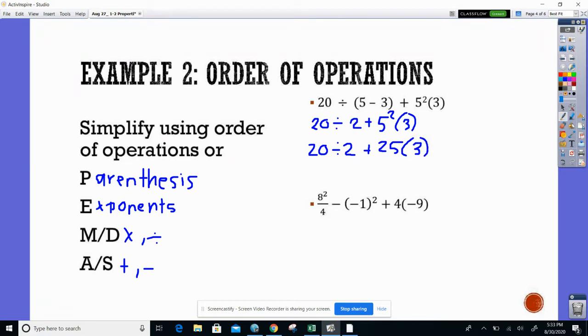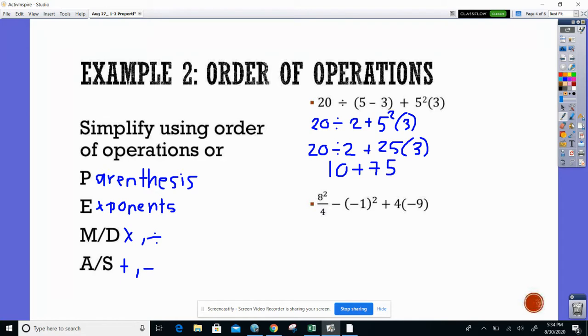Now we're going to move on to multiplication and division. And remember, when we do multiplication and division, we're going left to right. Not necessarily multiplication and then division, but left to right. So if you look at our problem, the first thing we have is 20 divided by 2. 20 divided by 2 is 10. So we have 10 plus, and then we have 25 times 3. 25 times 3 is going to give us 75.